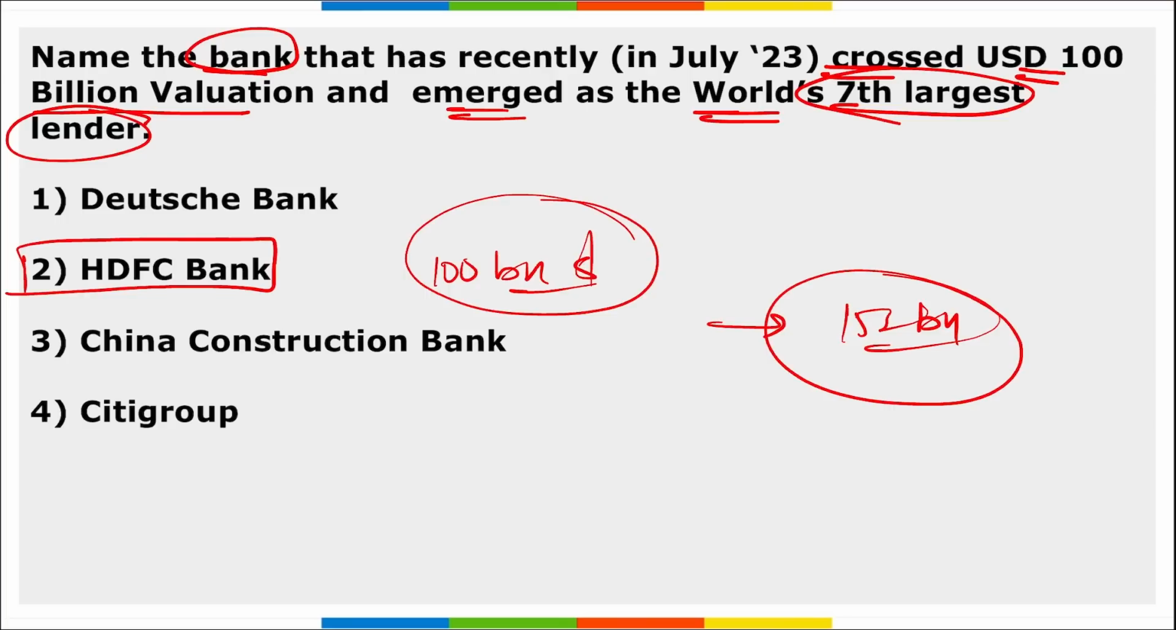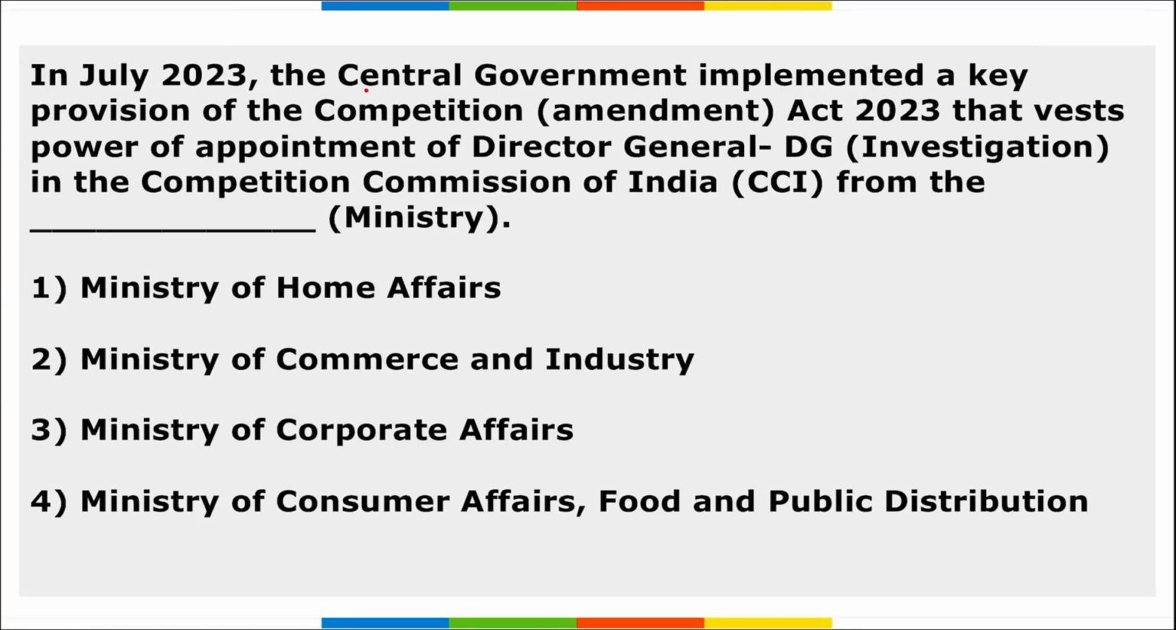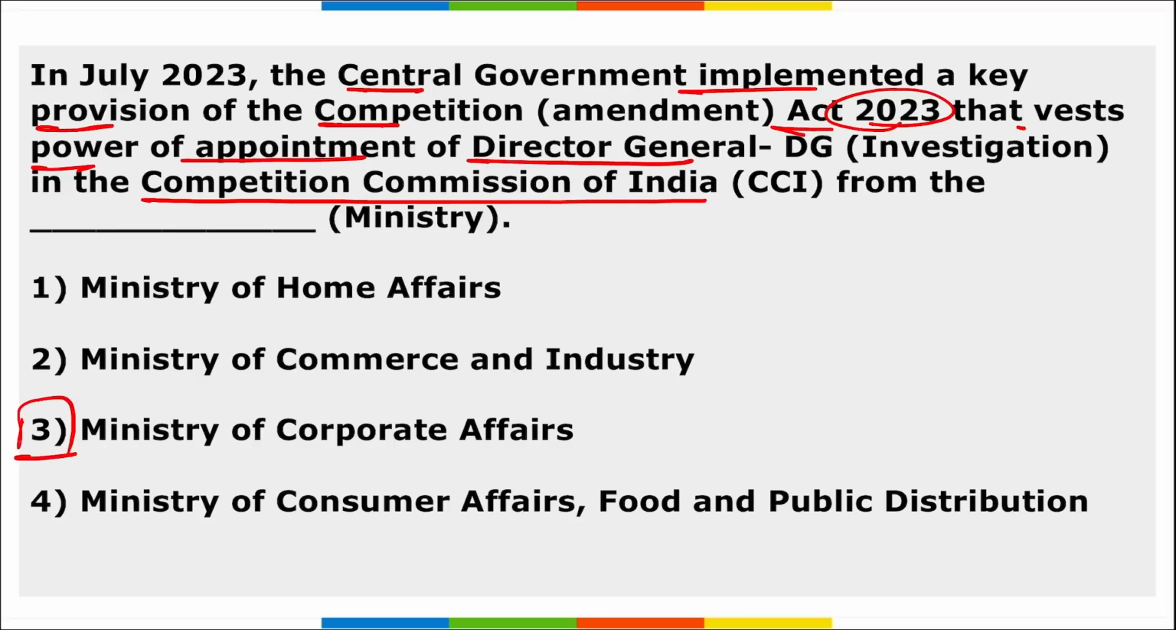Correct? Next, the central government implemented a key provision of the Competition Act of 2023 that vests the power of appointment of the Director General in the Competition Commission of India, from which ministry? This will take the power from the Ministry of Corporate Affairs and give it to the Competition Commission of India for the appointment of the Director General of investigation.